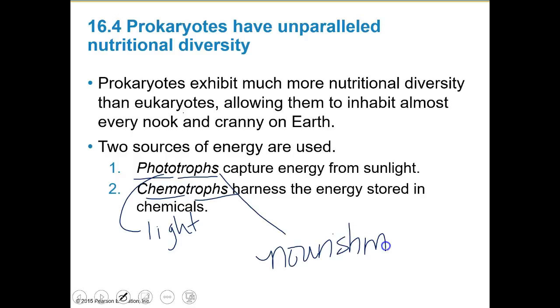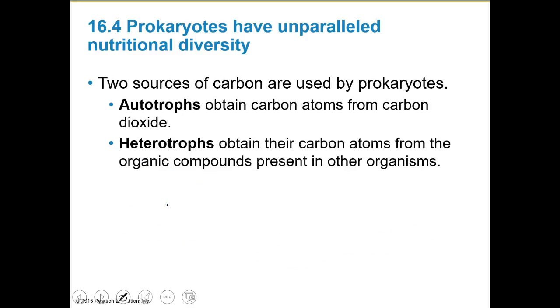Phototrophs use light for nourishment. Chemotrophs use chemicals for nourishment. So notice, sunlight is used to capture energy, and energy is stored in chemicals, so chemical nourishment for chemotrophs.